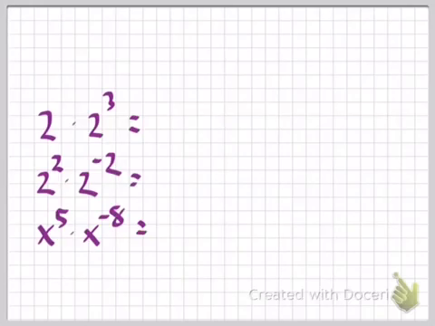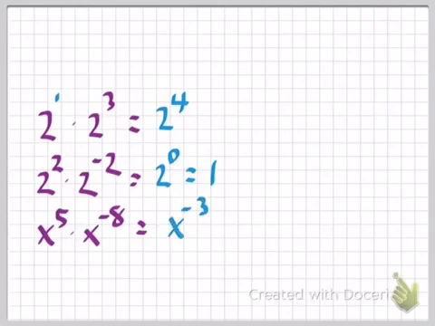So if we look at some problems, how does that come into play when we have to do math? If I have 2 times 2 to the 3rd, what's it equal to? The answer is 2 to the 4th, because if I have 2 with no exponent, it's understood to have an exponent of 1, so 1 plus 3 is 4. When I multiply 2 squared times 2 to the negative 2, if I add those, I get 2 to the 0 power, and 2 to the 0 power is equal to 1. If I do x to the 5th times x to the negative 8, when I add those together, I get x to the negative 3.